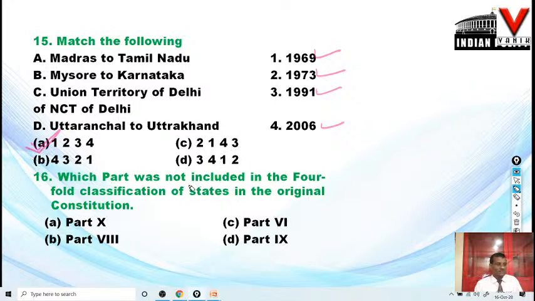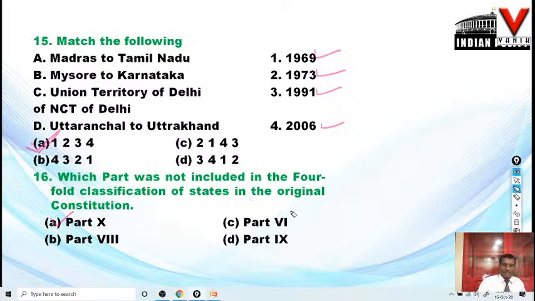Which part was not included in the fourfold classification of states in the original constitution? Part X was not there. Part B was there, part C was there, part D was there. In the constitution, there were parts A, B, C and D: Part A states were in Part 6, Part B in Part 7, Part C in Part 8, and Part D states in Part 9. So in the fourfold classification, the answer here is A.